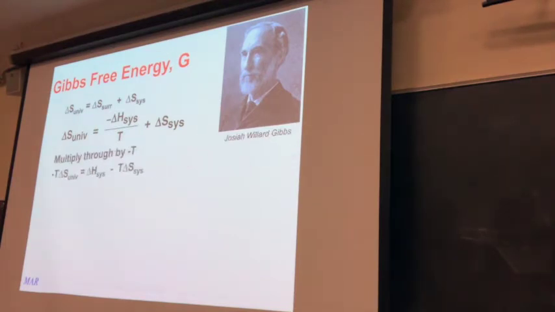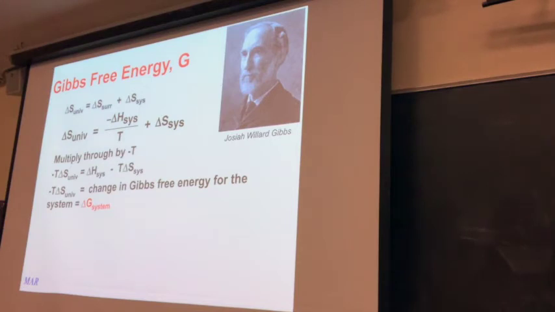So what Gibbs did is he multiplied the entire equation through by negative T. By doing that, negative T times negative 1 over T cancel out and you get just delta H. You end up with negative T times delta S of the system, and on the other side, negative T times delta S of the universe. And what he saw was that if you multiply delta S of the universe by negative T, you get a type of constant. He called this what ended up turning out to be the Gibbs free energy, delta G.